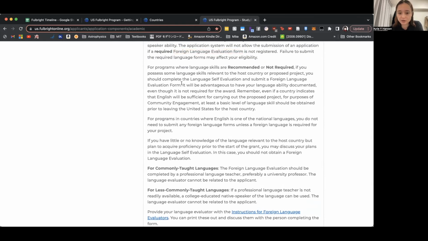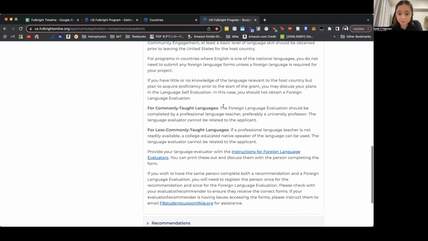Okay, it says here, if it's not required and just recommended, it's still advantageous to have your language ability documented, even though it's not required. So I would keep that in mind.